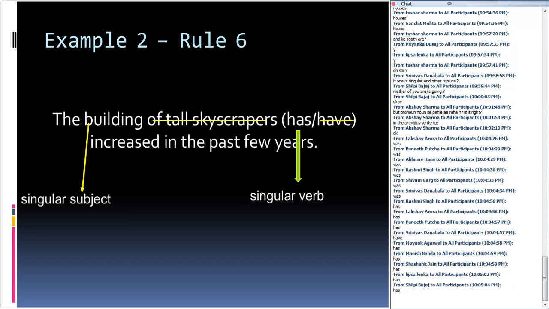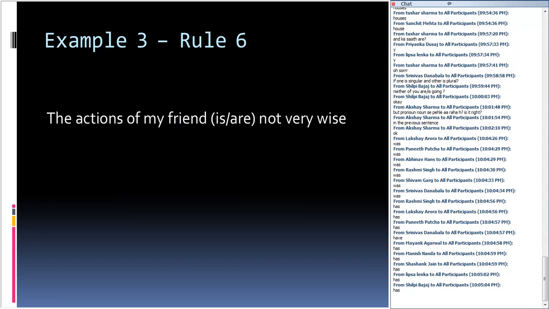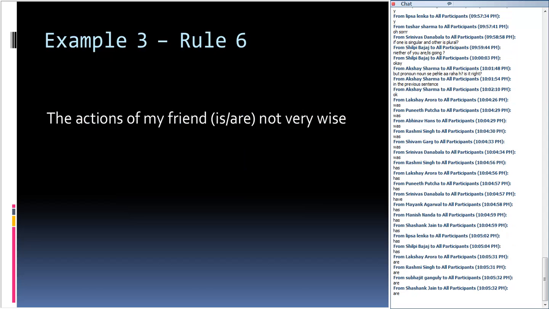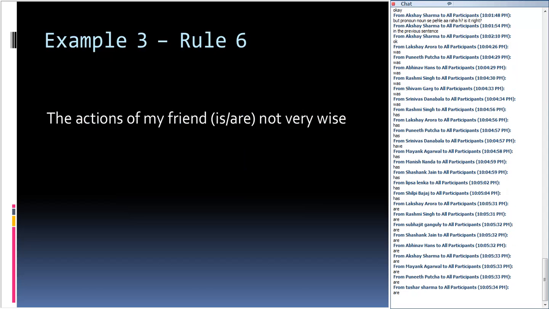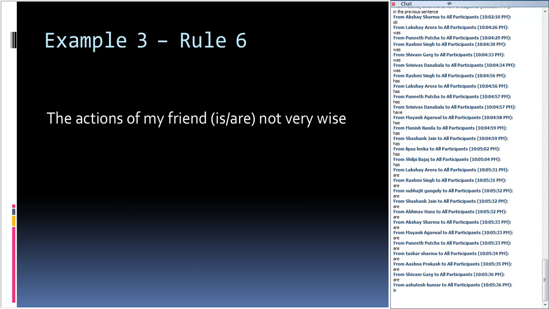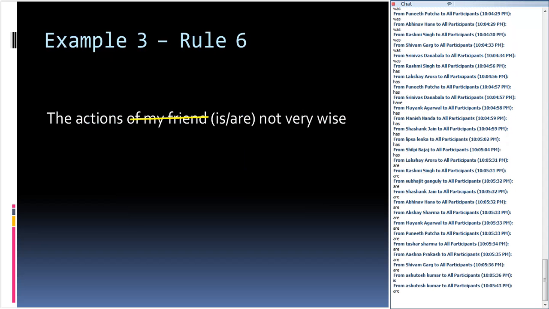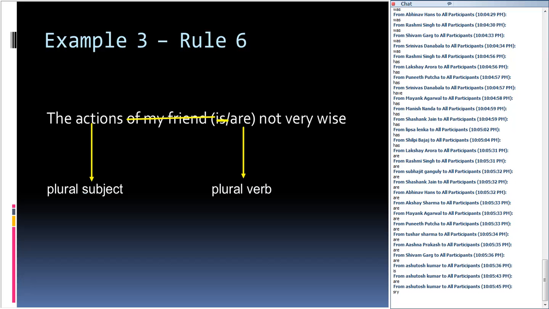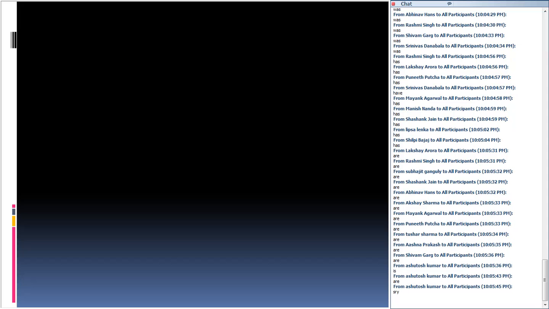Okay. Then next one: the actions of my friend is or are not very wise. Okay, "of my friend" is additional information. Why did Ashutosh say "is"? The subject is actions, right? The actions is plural. So you use a plural verb, are. Okay, this is rule number 6.